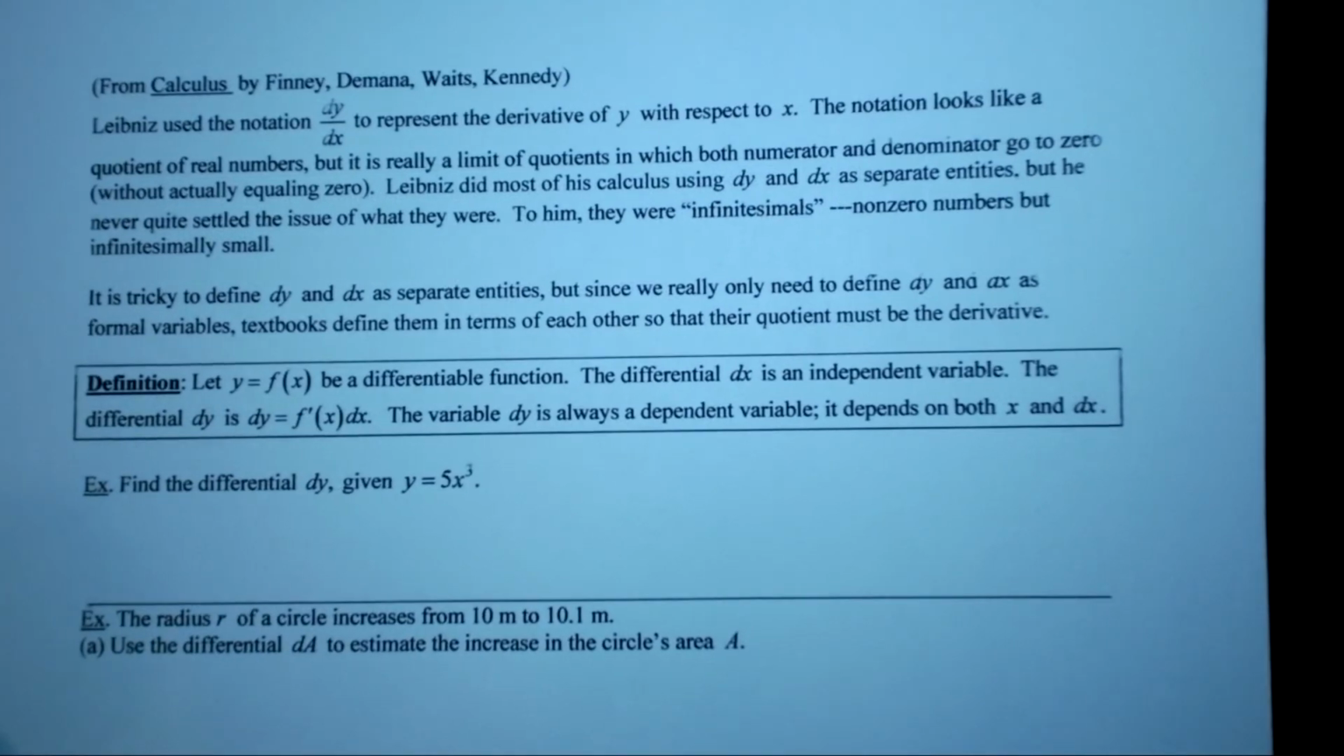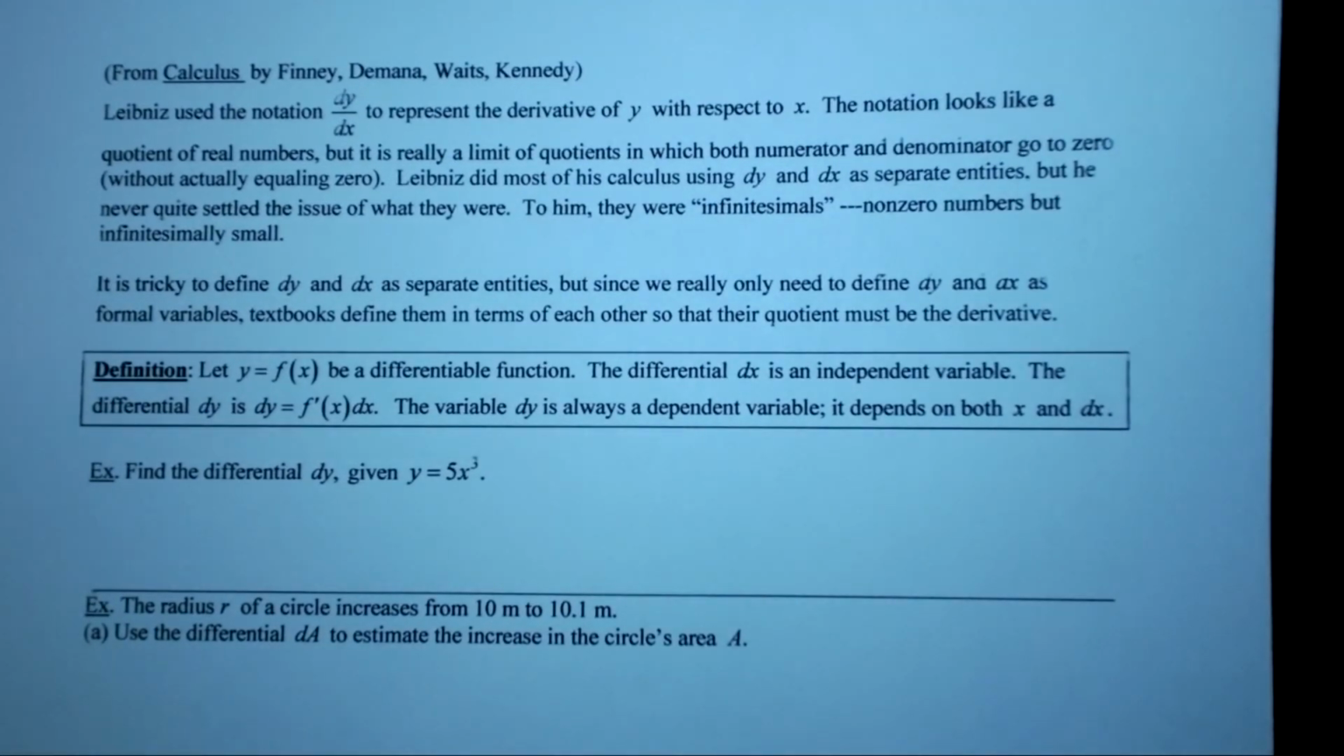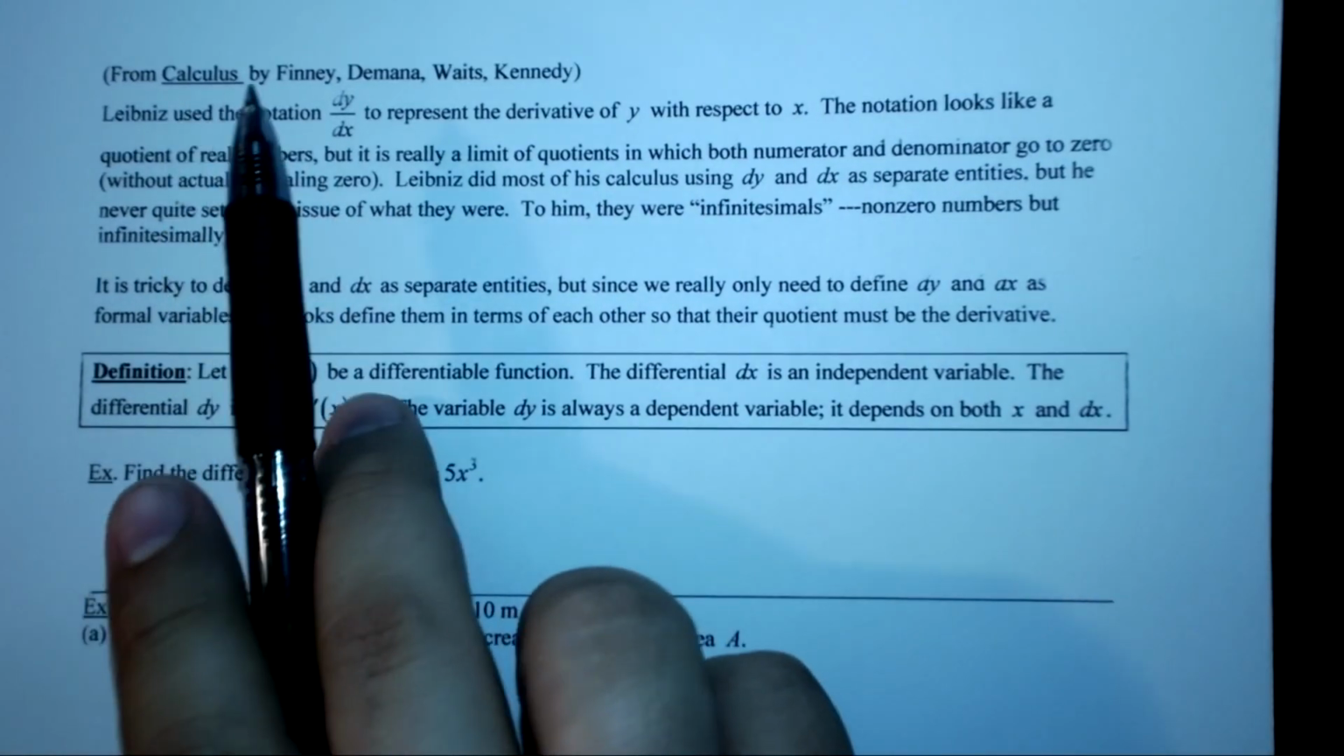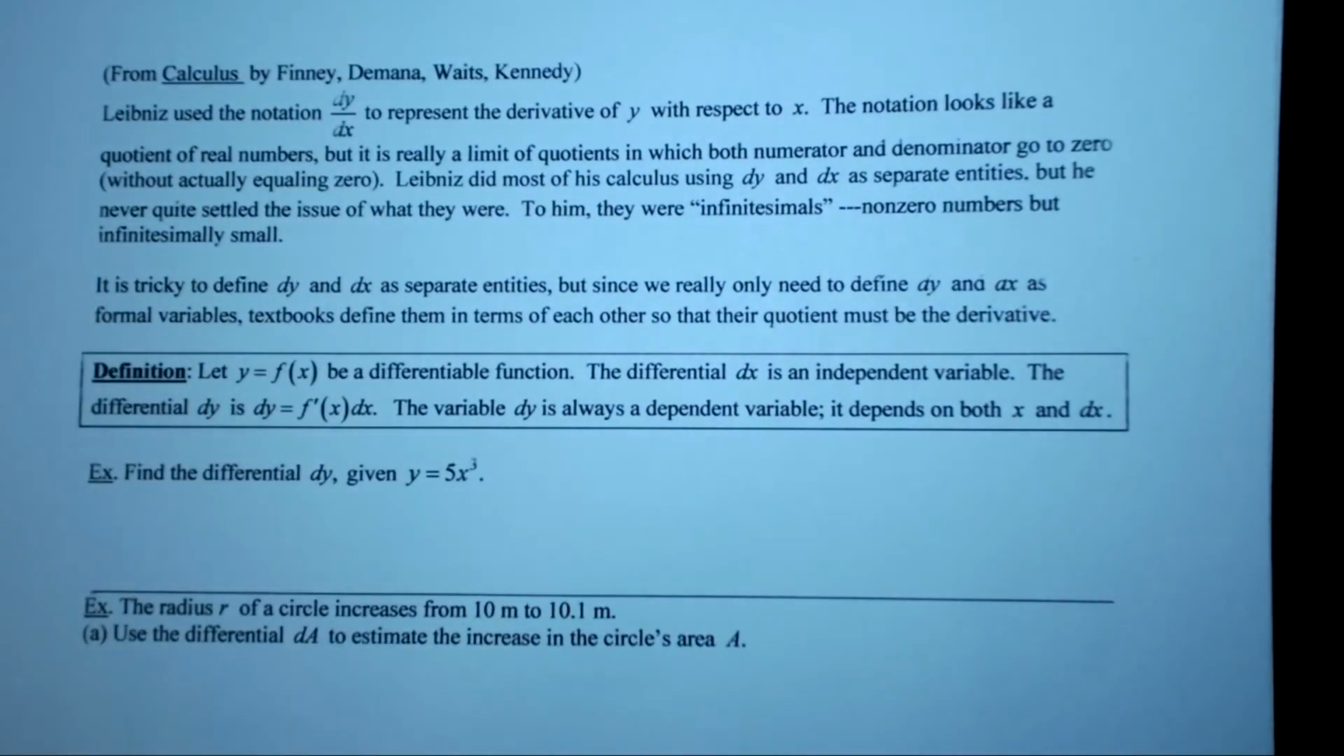All right, guys, let's talk now about differentials. So this section shouldn't be too bad. So let's talk real quick. This is taken from the Finney textbook.